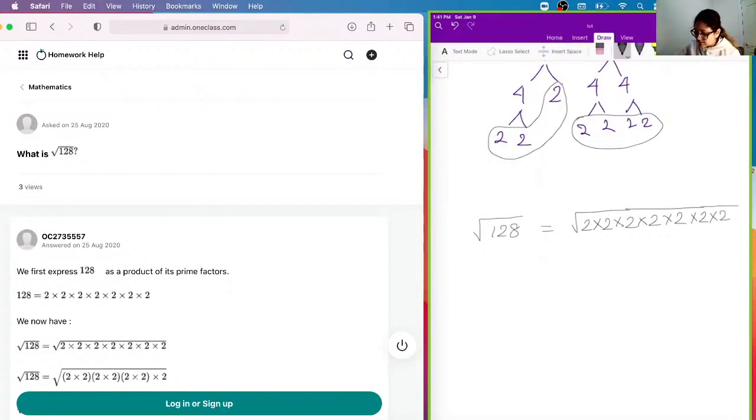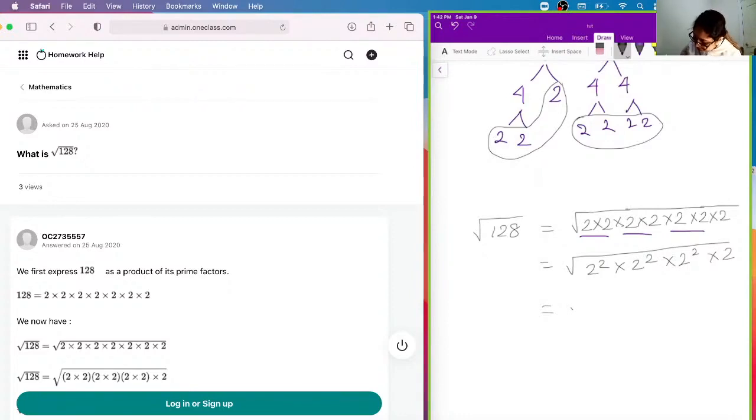And what we're going to do is group them into 2's. What we mean by that is that these 2 will go together, these 2 and these 2, and we would have 1 remaining. So we would have 2 squared times 2 squared times 2 squared times 2, right? The squares get canceled out because of the square root, and you're just left with the last 2, because it doesn't have a square.